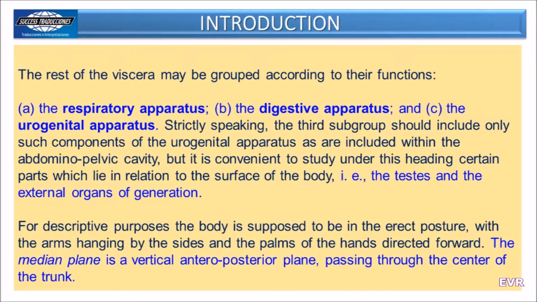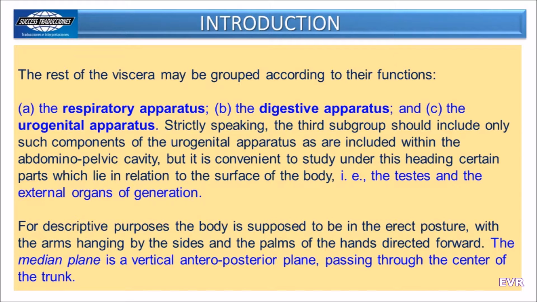The rest of the viscera may be grouped according to their functions. A. The respiratory apparatus, B. The digestive apparatus, and C. The urogenital apparatus. Strictly speaking, the third subgroup should include only such components of the urogenital apparatus as are included within the abdomino-pelvic cavity, but it is convenient to study under this heading certain parts which lie in relation to the surface of the body, that is, the testes and the external organs of generation.